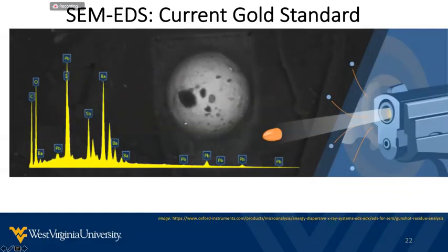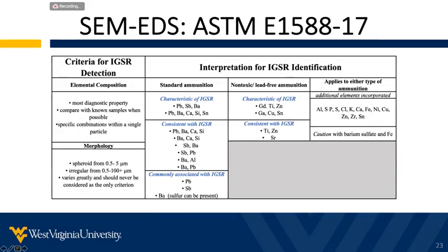SEM-EDS is the gold standard for the detection of inorganic gunshot residues. Advantages of this method are its dual capability for identification of the spherical morphology of the microparticles and identification of its elemental composition. The ASTM method provides some criteria for the interpretation of inorganic gunshot residue. First, morphology is important, but since it varies greatly, it should not be considered as the only criteria. So once a potential particle is identified morphologically, the elemental composition is inspected for confirmation.